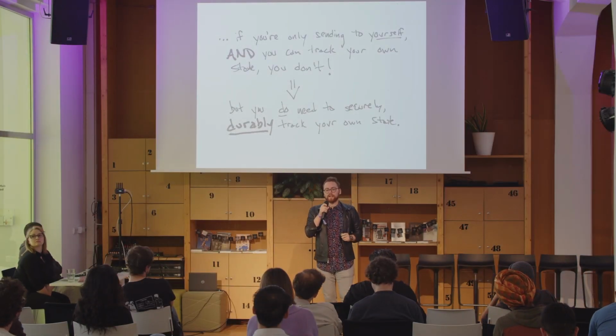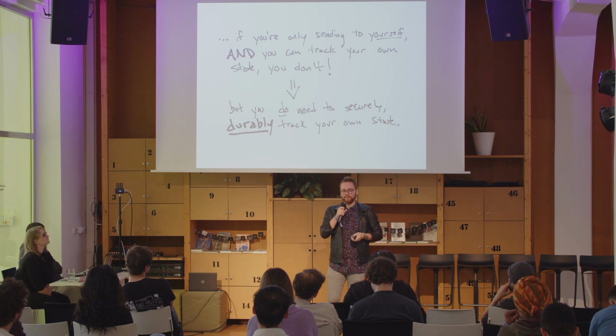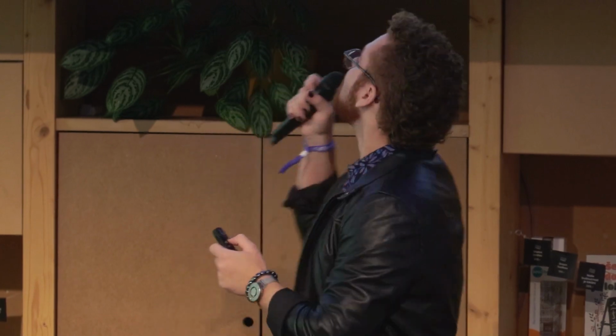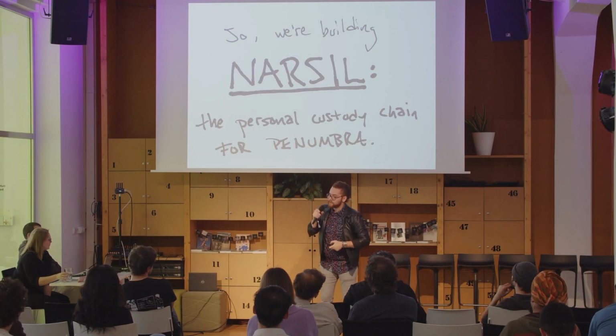Because you don't want to lose that state, which means that you would make it unspendable. If Penumbra isn't holding all of your state, then it's not just that if you lose your seed phrase, you lose access to your funds. It's if you lose your entire database of all of these tiny state fragments, which seems a bit scary, right? Because it's a lot easier to back up a seed phrase than it is to back up a database that's in motion. So we're building Narsal.